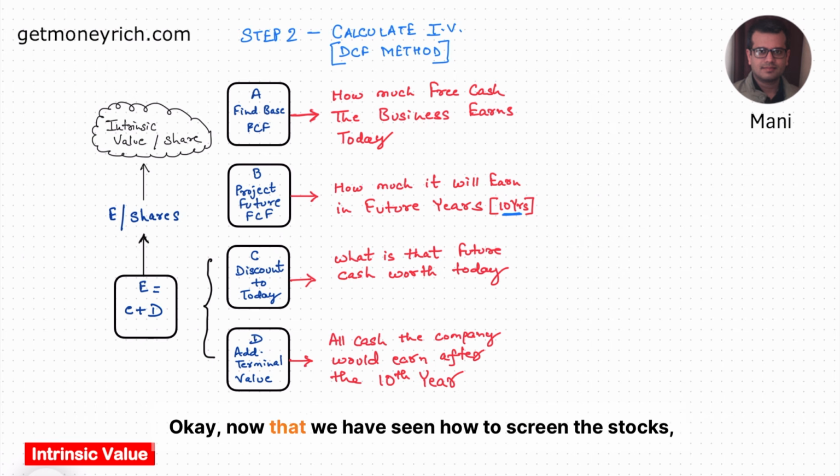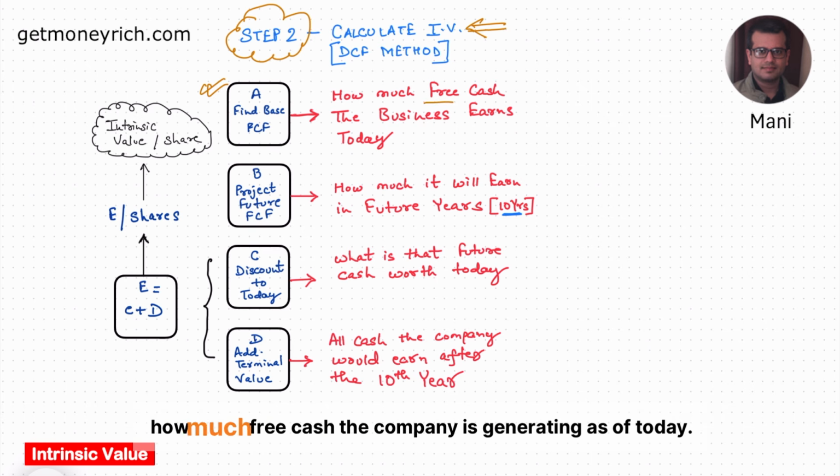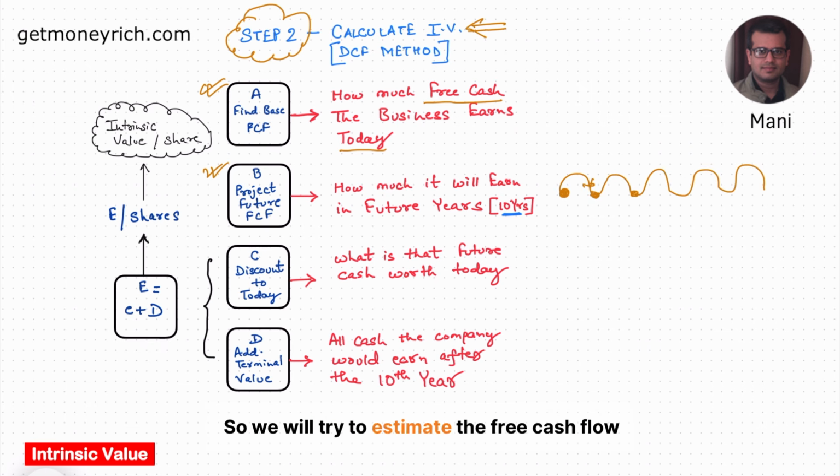Okay, now that we have seen how to screen the stocks, we are ready to go to step 2, where we will understand how we can calculate the intrinsic value of our stocks. To calculate the intrinsic value, step A is to estimate how much free cash the company is generating as of today. Step B is to estimate how much free cash the company will generate in times to come. So we will try to estimate the free cash flow of the company for the next 10 years.